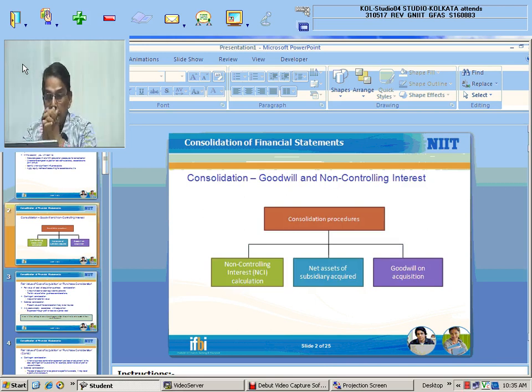Now, in the consolidation procedure, two things we have to look at. One is the non-controlling interest in the subsidiary acquired, and the first step in performing consolidation requires these three elements, that is goodwill, non-controlling interest and net assets of the subsidiary acquired on the date of acquisition. So these are three very important concepts we will discuss now.